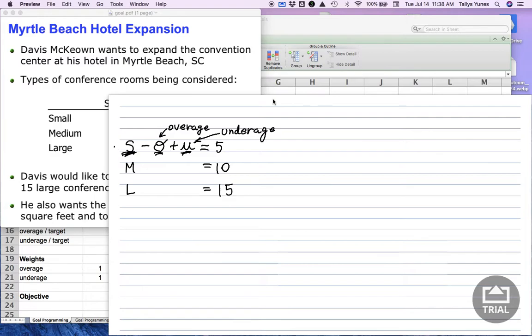So let me give you an example. If S wants to be 3, to show you that this formula always has a solution, I would have no overage and an underage of 2, and that comes back to 5. So if S wants to be 3, O would be 0 and U would be 2. If S wants to be 6, O would be 1 and U would be 0. So for whatever value you want to give to S, you can always find a value for O and a value for U that make the formula work.